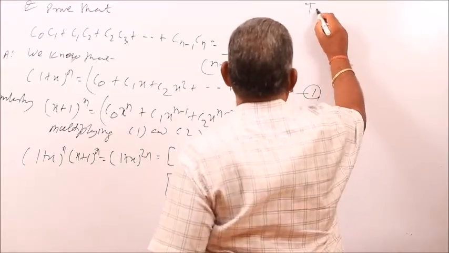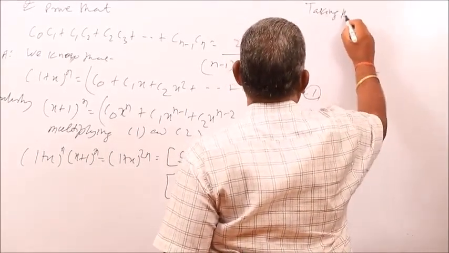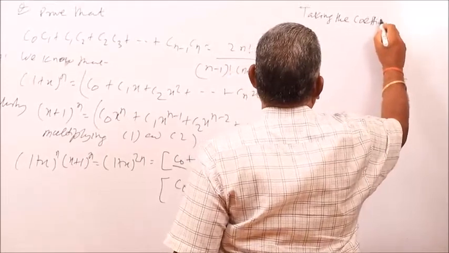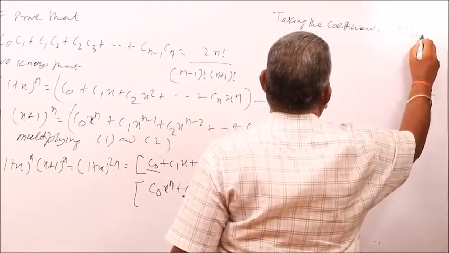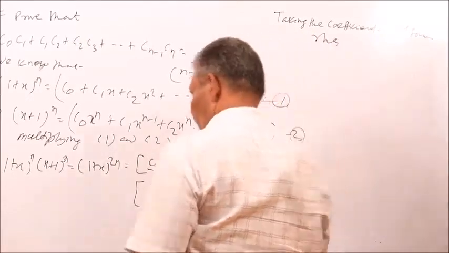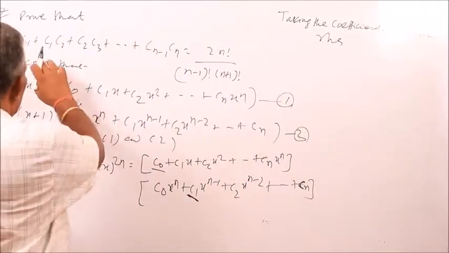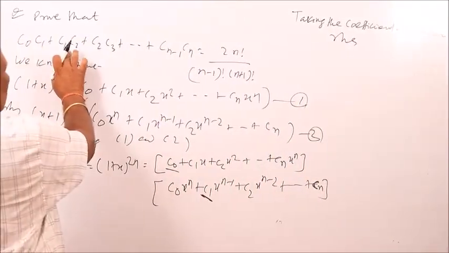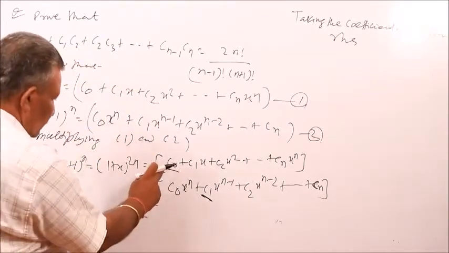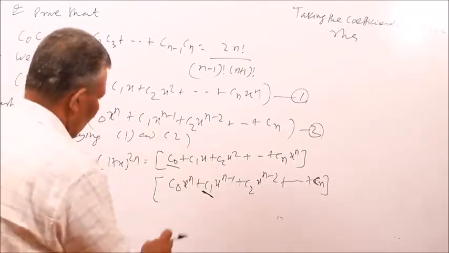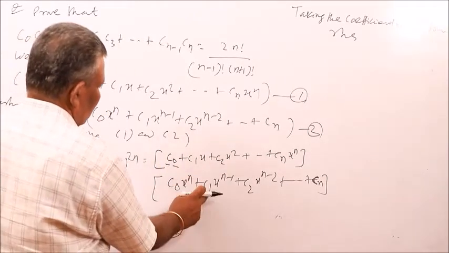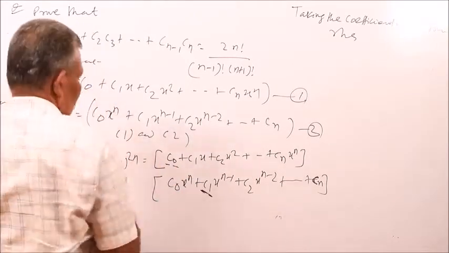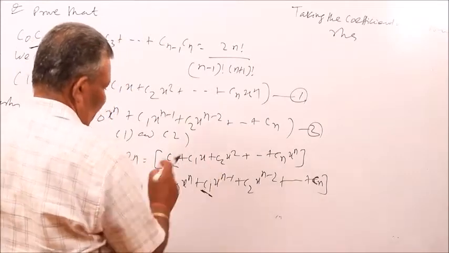So taking the coefficient of x to the power n minus 1 from RHS. Remember, I am repeating again, we are interested in the terms C0 C1, C1 C2, C2 C3, like this. First term of the first bracket and second term of the second bracket, if we multiply, C0 into C1 will come. What will be the power of x? X to the power n minus 1.